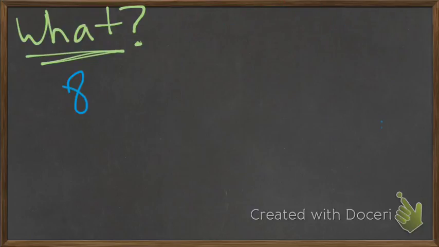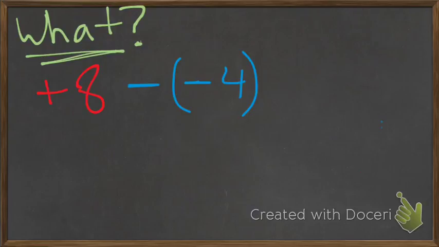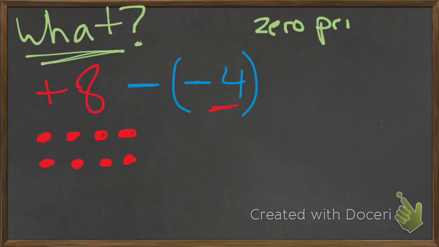If I have 8, I'm going to make that positive 8, and I'm going to take away negative 4. So I'm going to draw what I have. I have 8 red counters, right? And I want to take away 4 blue counters. Problem is, I can't take away 4 blue counters when I don't have 4 blue counters. But if we recall the zero principle.